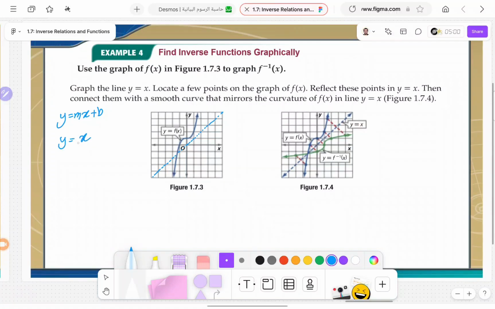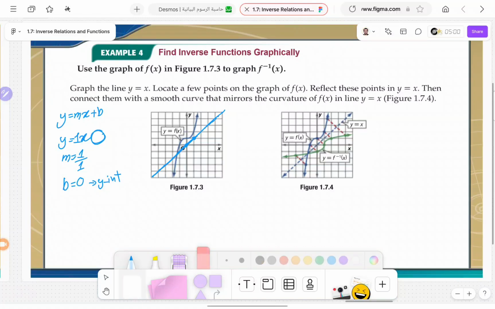If I ask you what the slope m is here, it's 1, so 1 over 1. What's b here? b is 0, and b represents the y-intercept. So start from 0, and from 0 go one step up and one step to the right. Then use your ruler to graph a straight line connecting these 2 points. This is the first step.